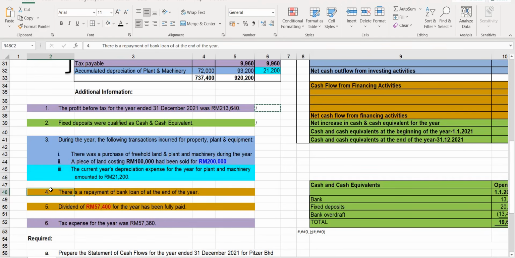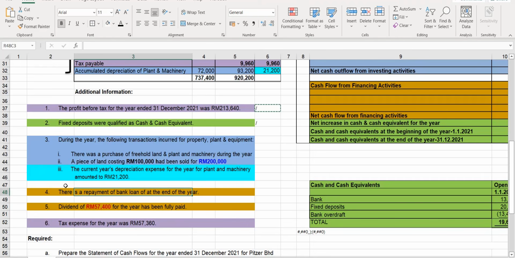The next one, number 4 here, is there is a repayment of loan. Items relating to movement or the changes in the financing activities, things that are related to the non-current liabilities changes that may have involved cash. Here, a bank loan is a non-current liability.